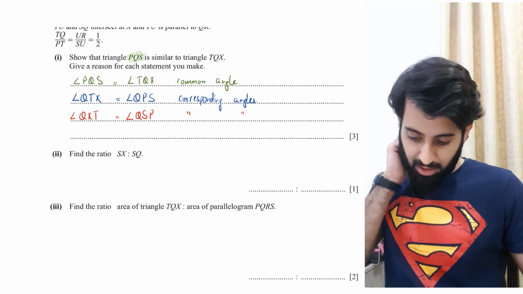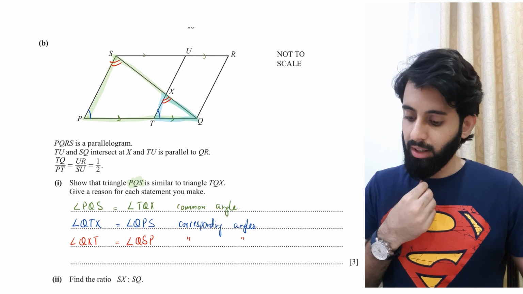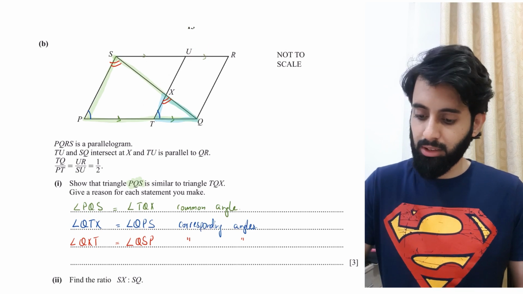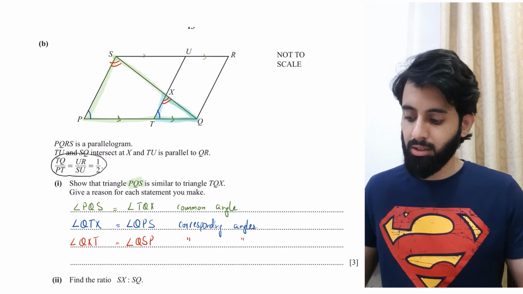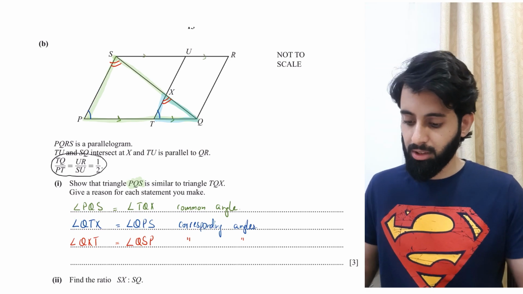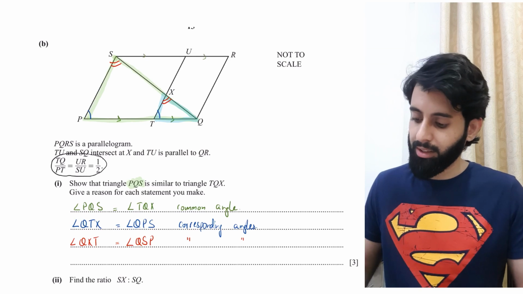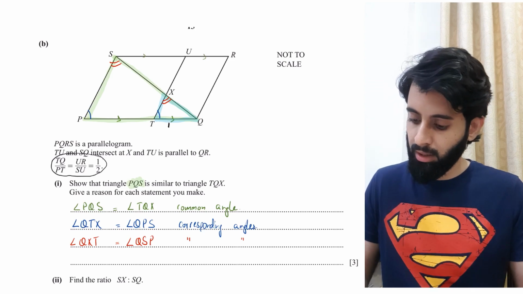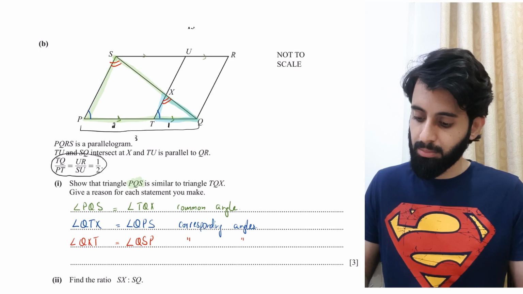Find the ratio SX is to SQ. As per the question, TQ and PT are in the same ratio as UR and SU, which is 1:2. Let's take a step back. TQ is to PT, so if this is one part, this is 2 parts, which tells me that all of this is split into 3 parts.